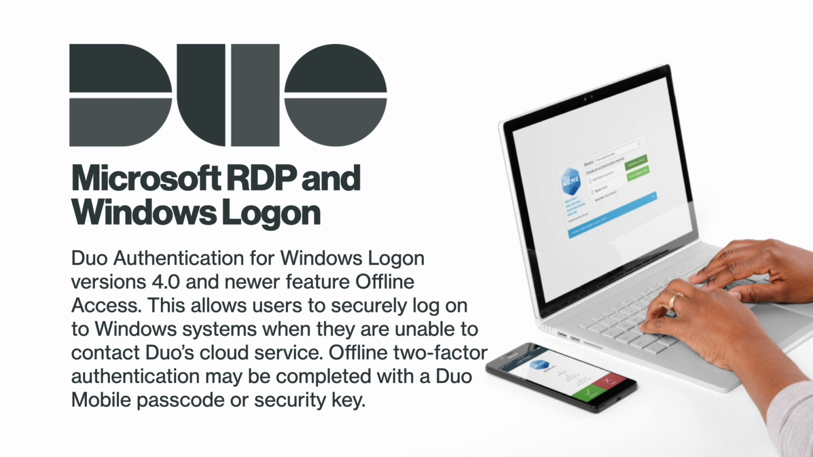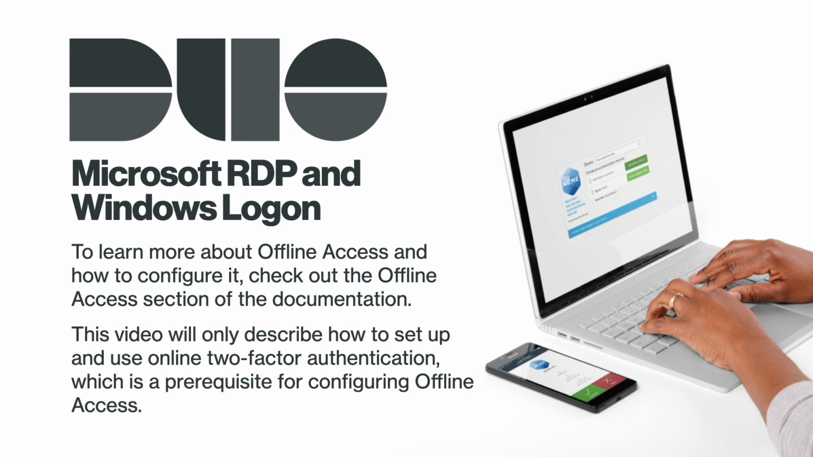Duo Authentication for Windows Logon versions 4.0 and newer feature offline access. This allows users to securely log on to Windows systems even when they are unable to contact Duo's cloud service. Offline two-factor authentication may be completed with a Duo mobile passcode or security key. To learn more about offline access and how to configure it, check out the offline access section of the documentation. This video will only describe how to set up and use online two-factor authentication methods for Microsoft RDP and Windows Logon, which is a prerequisite for configuring offline access.